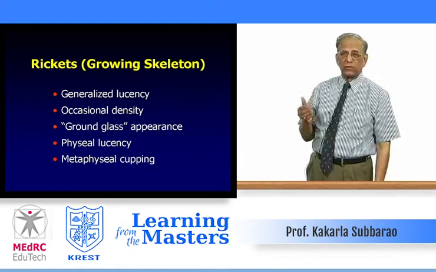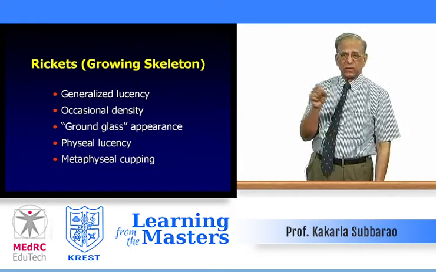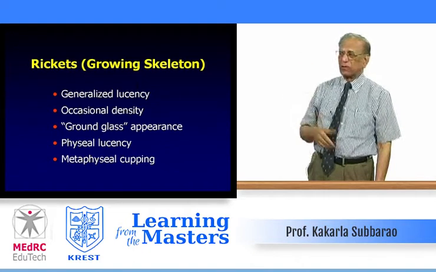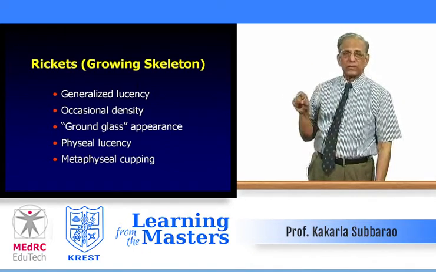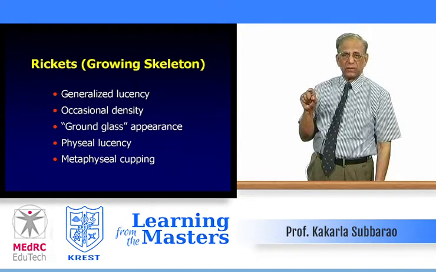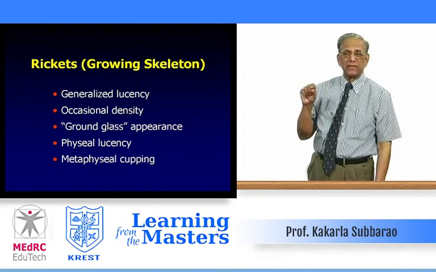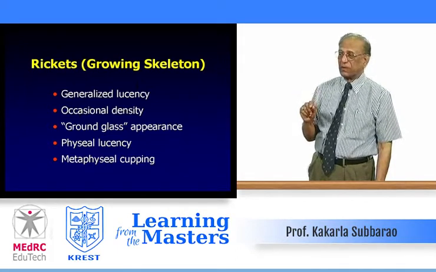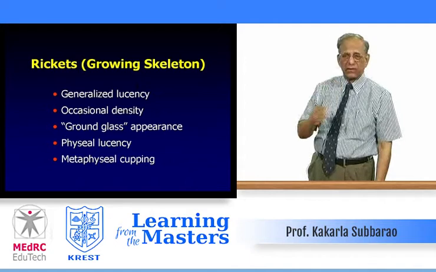See, normally in osteoporosis, the cortex and spongiosa, they are well differentiated. Whereas in rickets, ground glass appearance of bones, physeal lucency, the distance between the metaphysis and epiphysis is increased. That's the physis, because of the excessive osteoid and lack of mineralization. Metaphysis, that results in metaphyseal cupping.